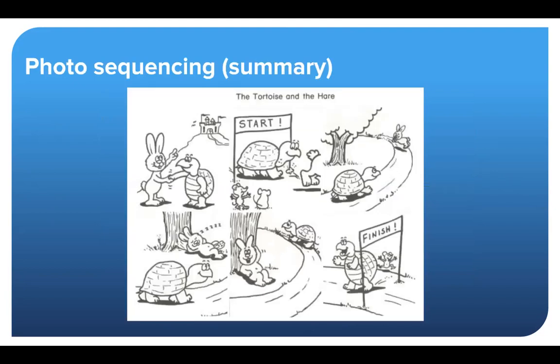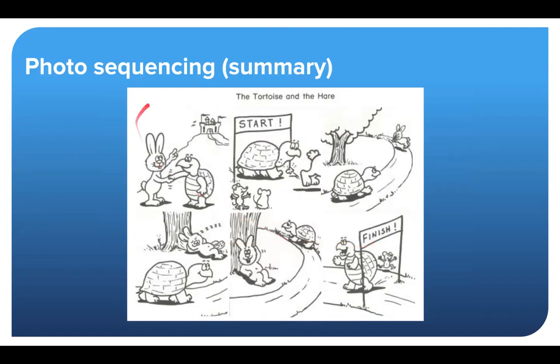Okay, let's look at photo sequencing. So this is a text summary of quite a well-known story called The Tortoise and the Hare. And you can see these images help students to piece together what happens in the story at different times. So it's in the correct order here.